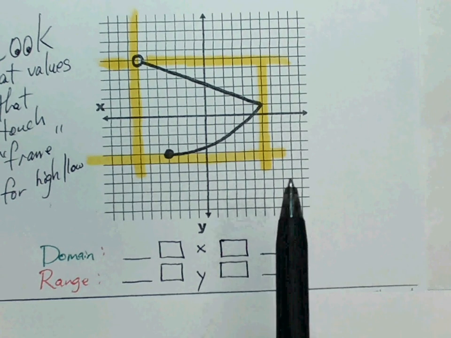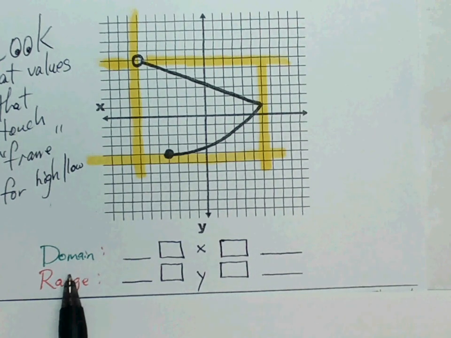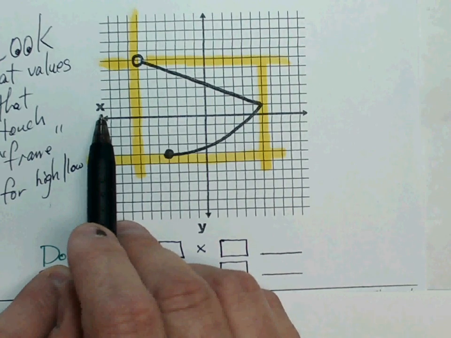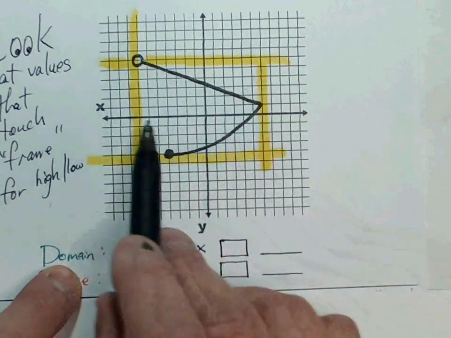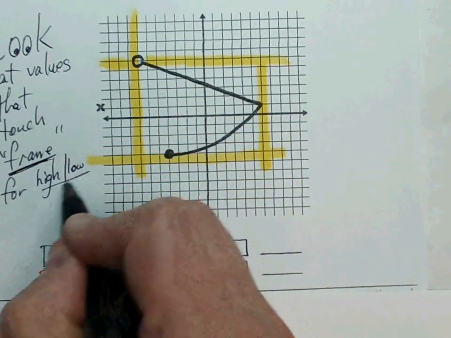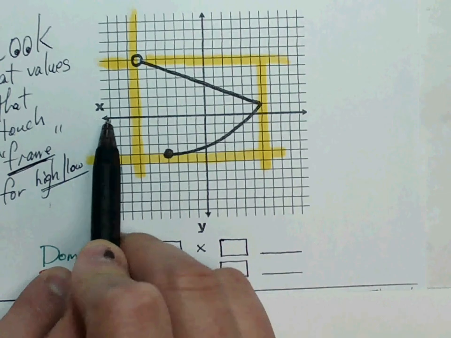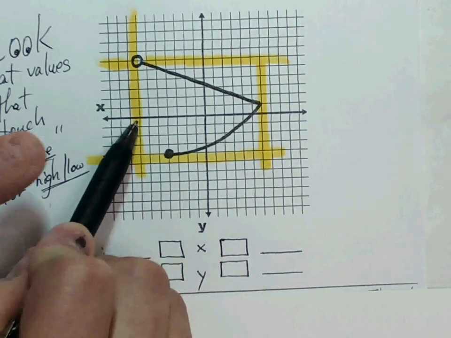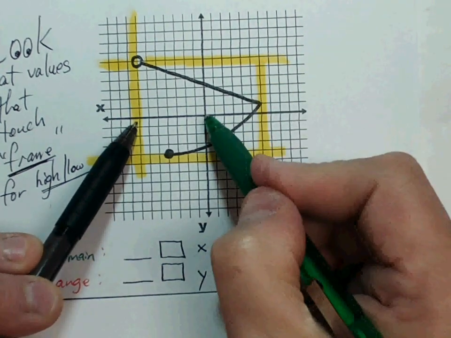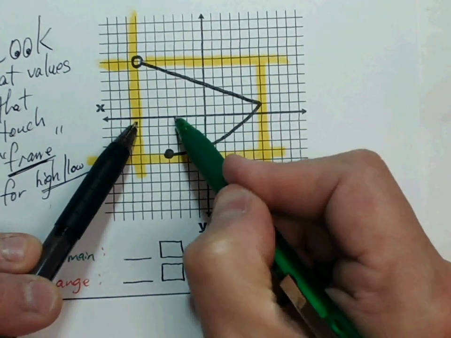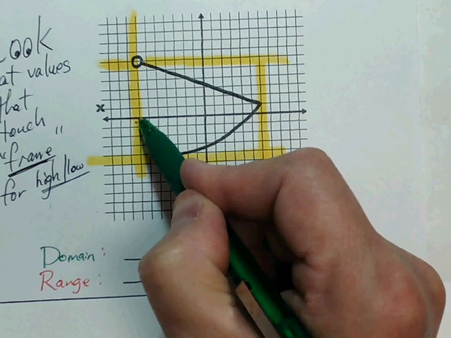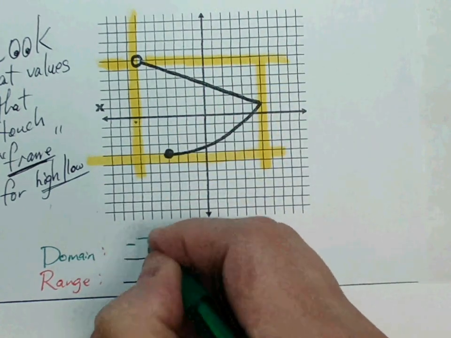So, as we take a look at the domain, we have to remember that we're on the x-axis. So when I'm looking for my high-low, I'm not going to be looking at the graph. I'm looking at the frame. Okay, so on the x-axis, if you notice, I touch right here. Well, what's that value? From the origin, -1, -2, -3, -4, -5, -6, -7. My low value on the x-axis is going to be a -7.